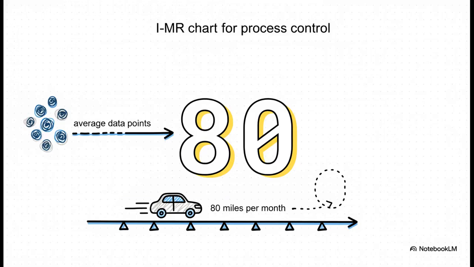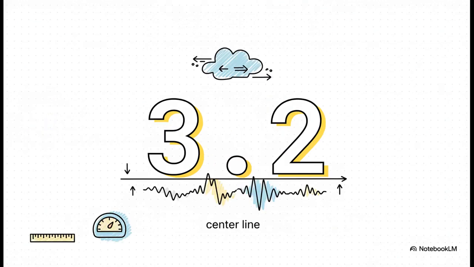The average of the individual data points, what we call X-bar, is 80. Super simple. This tells us that, on average, this salesperson drives 80 miles a month. That becomes the solid center line for our individuals chart. And the average of our moving ranges, or MR bar, is 3.2.